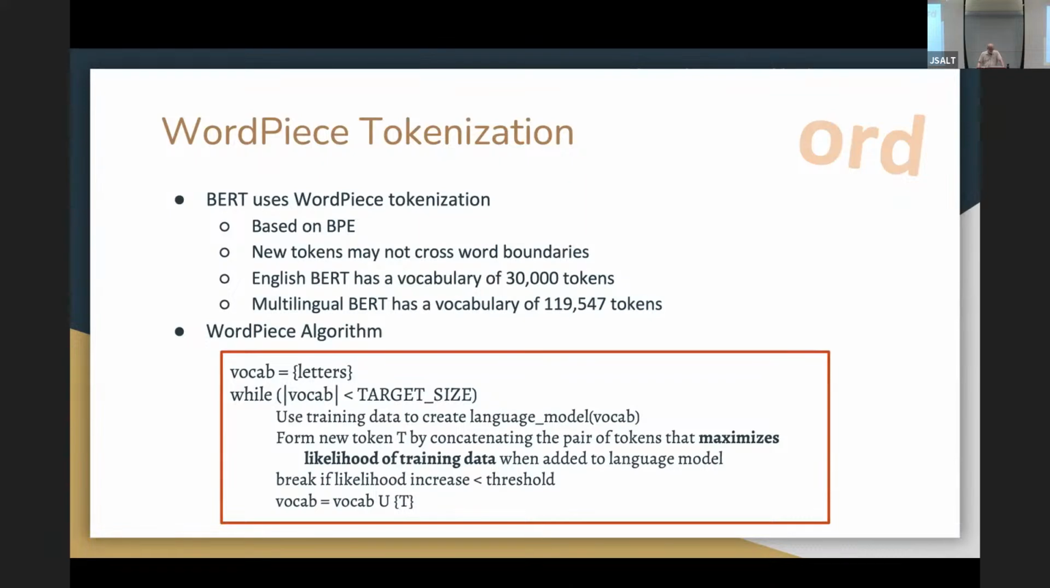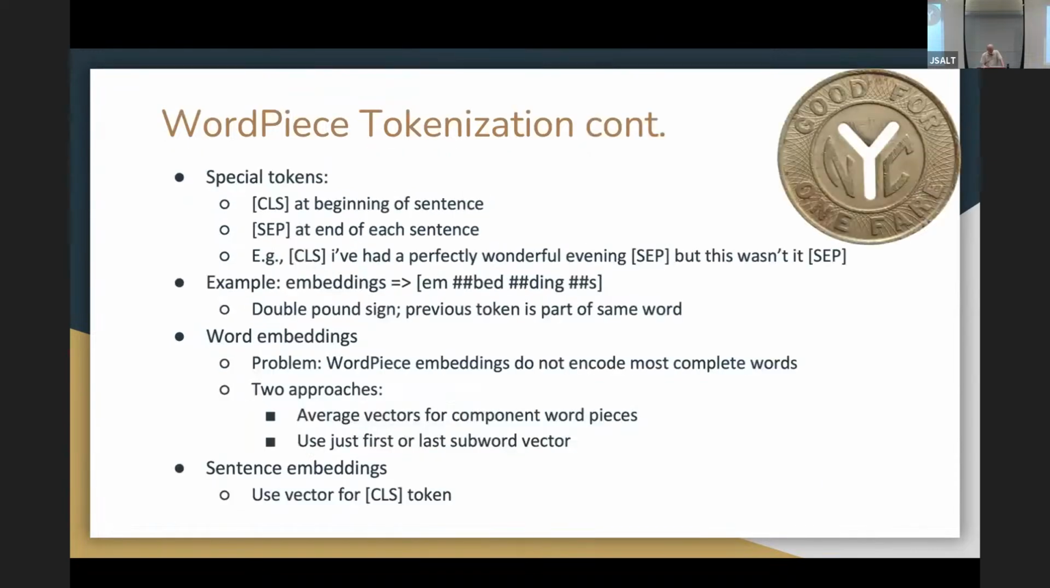WordPiece doesn't use BPE's approach of just taking the most common adjacent pair. It actually picks the pair that maximizes the likelihood of your training data if you have a new language model based on that tokenization. Okay, so it's theoretically a little better, but you know, the idea is generally the same.